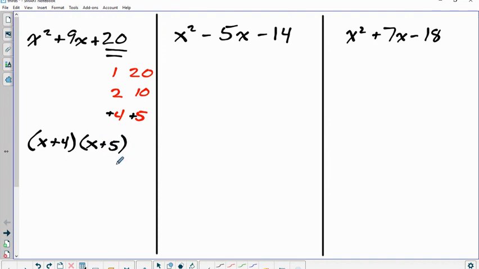So just to double check it, factors of 20 that add up to 9. 4 times 5 is 20. 4 plus 5 is 9. And that's how you do a quick check on these. So let's do the next one.